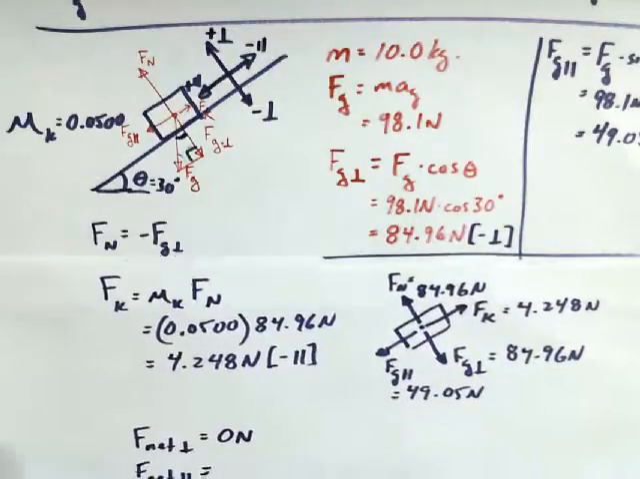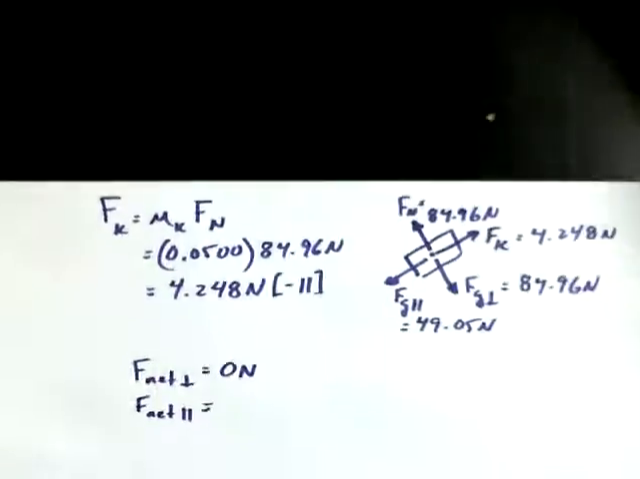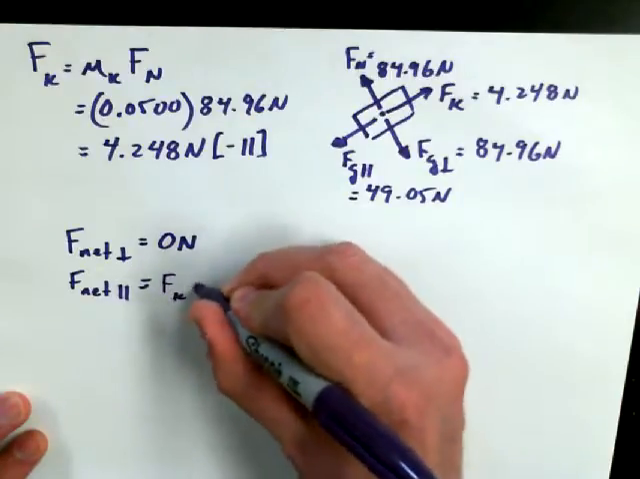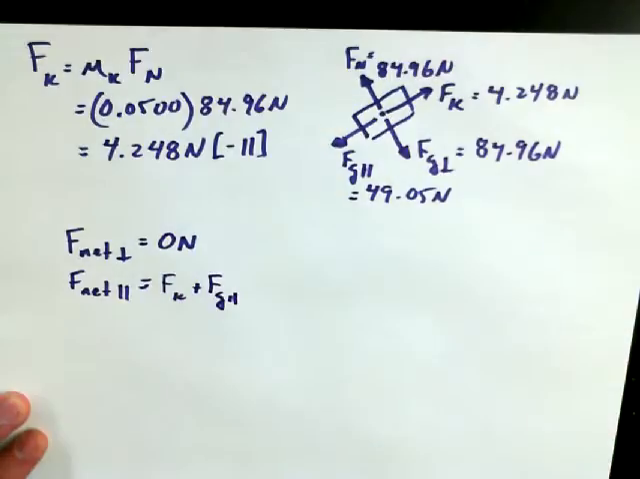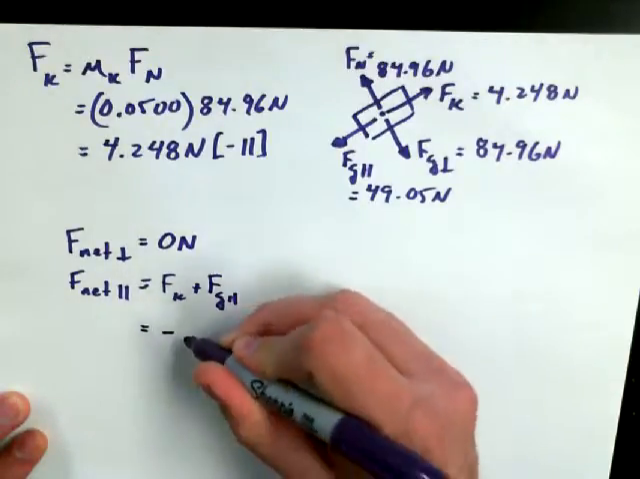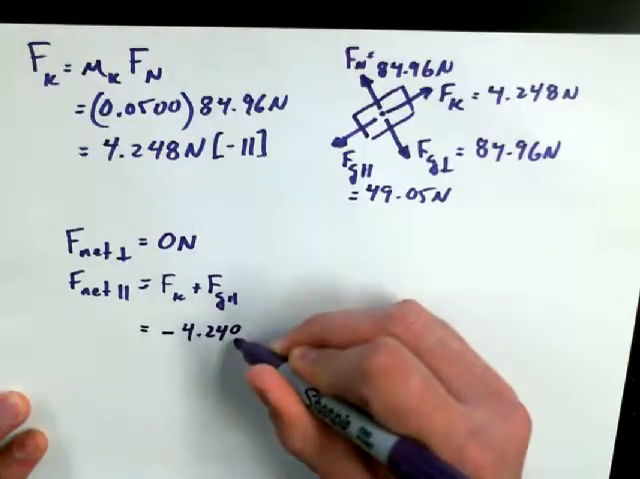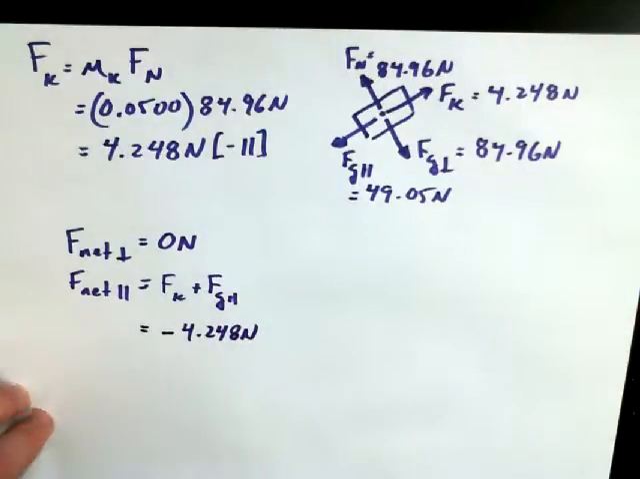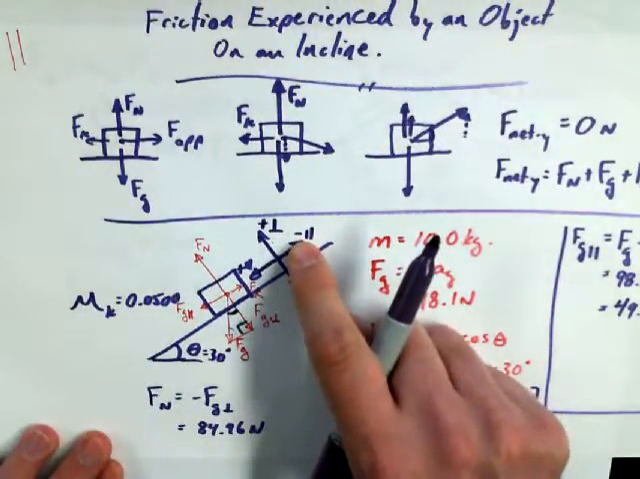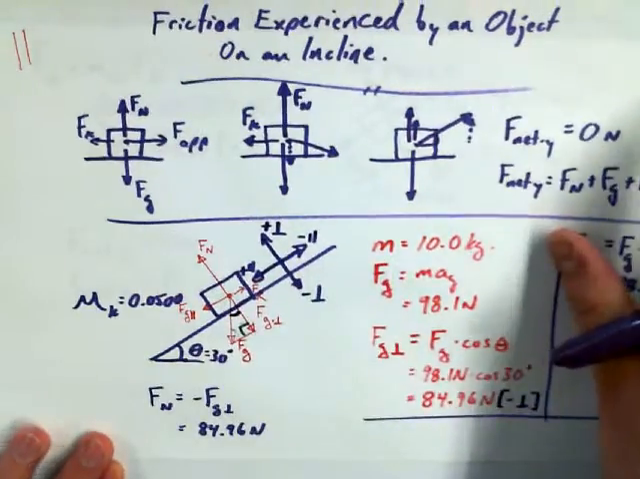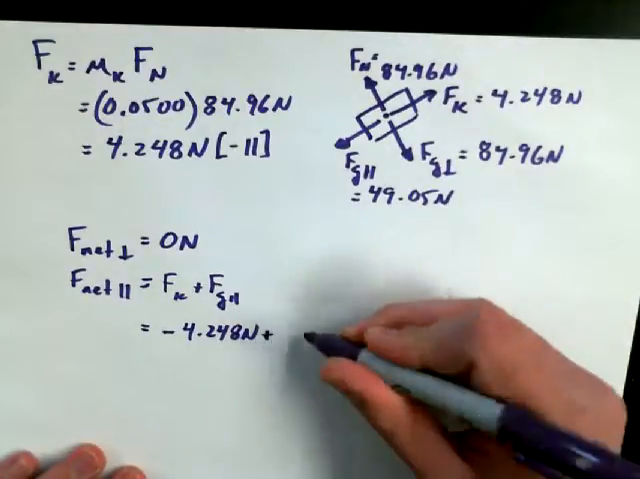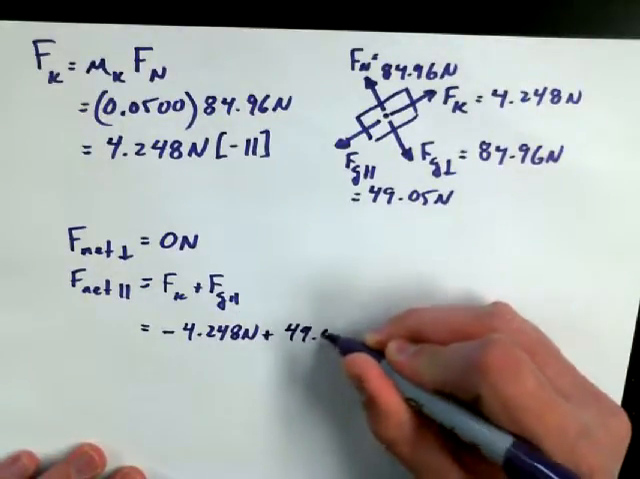parallel, I turn to my FBD and I make up a free body diagram equation. I say that F net parallel is equal to Fk plus Fg parallel, and I sub in my values. Fk, we said it was negative, so it's negative 4.248 newtons. Oh, and it occurs to me that although we called them positive and negative, I maybe didn't point out, we're also saying that's the negative direction, that's the positive direction by saying that it's positive parallel and negative parallel. I don't know if I really said that clearly enough. Plus 49.05 newtons.